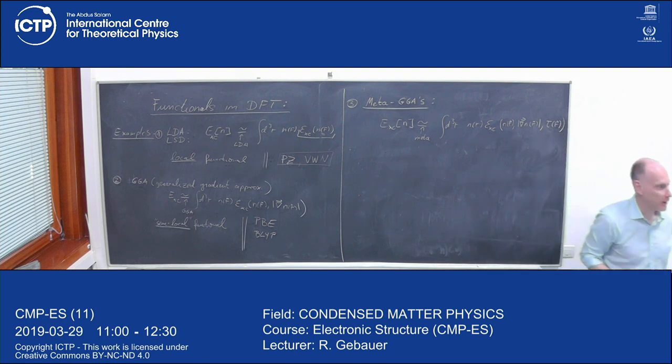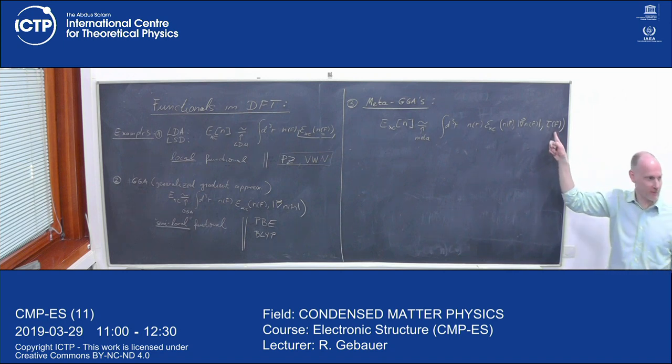Now, what is tau of r? Any idea? The tau is the Greek letter for t. What has been t in our system? No, not time. What has been t in our lesson so far? Not the lowercase t, the uppercase T. Kinetic energy. So tau of r is the kinetic energy density.